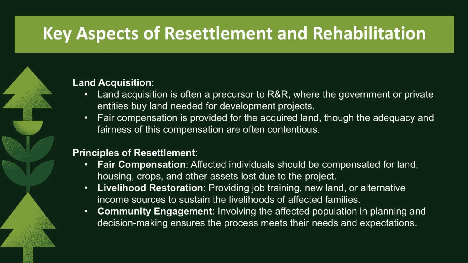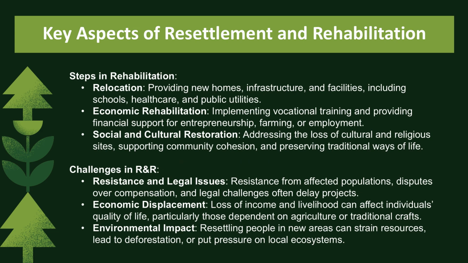Key elements of R&R include land acquisition, fair compensation, livelihood restoration, and community involvement in decision-making. These steps ensure that displaced people receive the support they need to transition into new environments successfully. The main steps in the rehabilitation process are relocation, providing new housing and basic services, economic rehabilitation, offering job training or support for self-employment, and social restoration, helping communities rebuild their social and cultural ties in new locations.